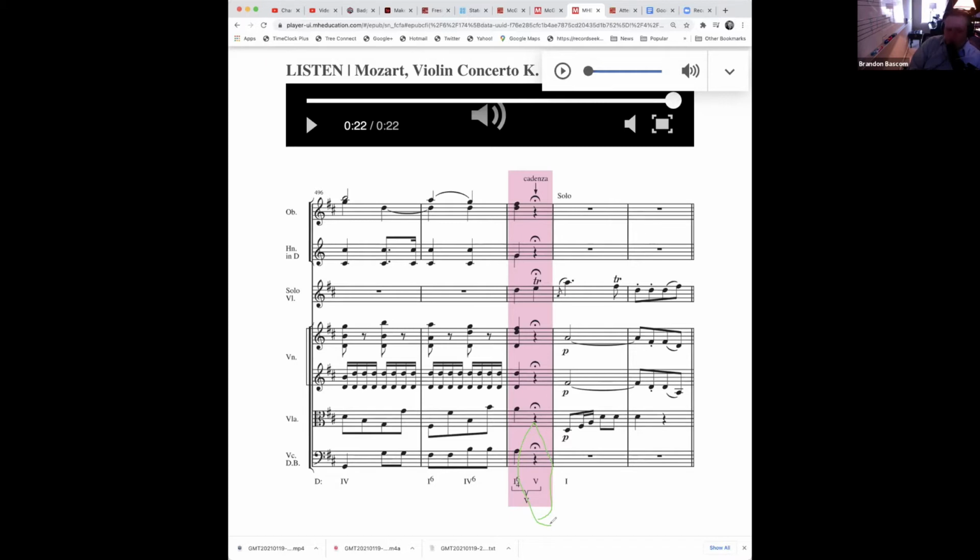So the orchestra pauses on this dominant chord. The soloist does their thing, and then they come back on a tonic chord. And so that's what was going on in this violin example.